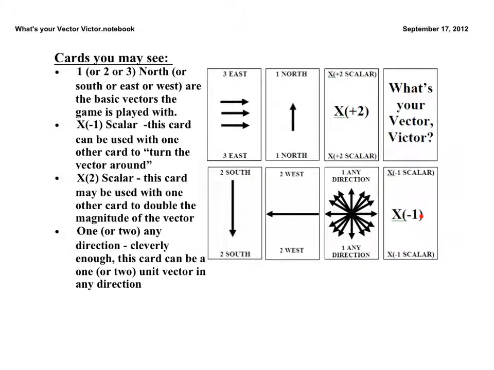Okay, be careful, there are also negative scalars. A negative scalar, right, flips the sign. Remember, sign indicates direction here. So, by multiplying by a negative scalar, we are simply flipping the direction of one of our vector cards. So, for example, if I combine my -1 scalar with 2 west, I would now have 2 east. If I combine my -1 scalar with 2 south, I would have 2 north.